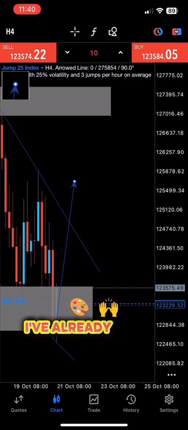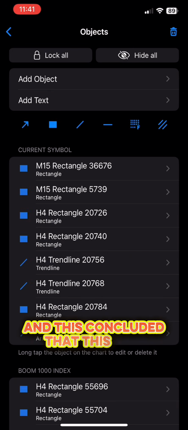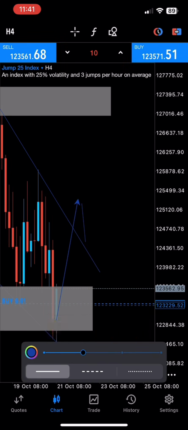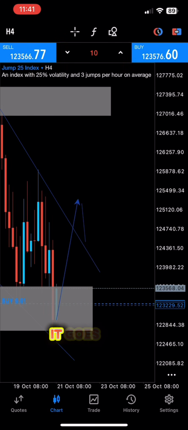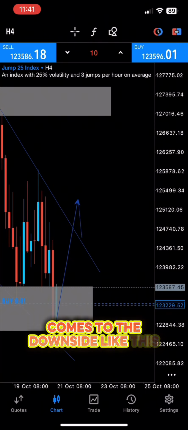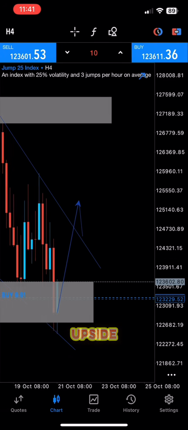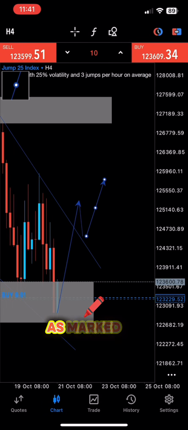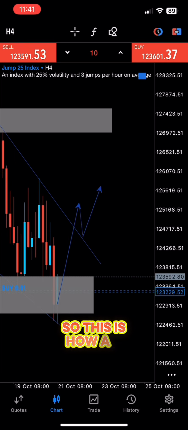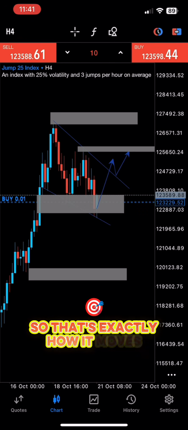As you can see, I've already drawn the support and the resistance, and this concluded that this was a falling wedge, right? If the falling wedge is to break to the upside, it goes up, then comes to the downside like this, and then breaks to the upside. After breaking to the upside, it retests and then continues going up as marked by those arrows that I'm drawing. So this is how a falling wedge behaves, that's exactly how it moves.